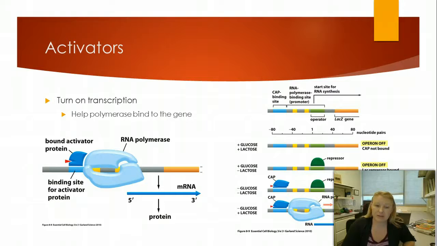When lactose is present, the CAP is still there, but the repressor has come off, and the RNA polymerase is free to start the synthesis of the gene. So this is how we go through the lac operon. The tryptophan operon was an example of a repressor. The lac operon is an example of our activators.